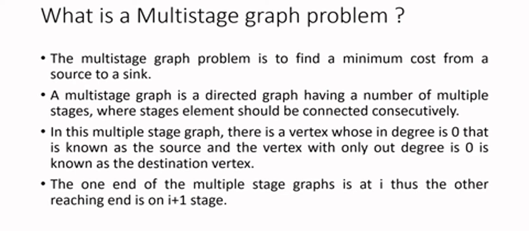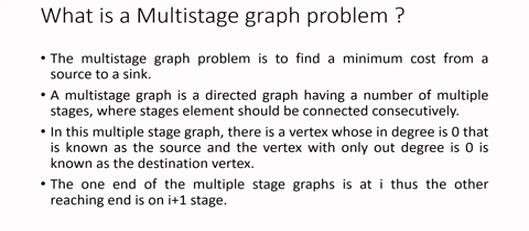Now, what is a multi-stage graph problem? A multi-stage graph problem is to find a minimum cost from a source to a sink. As we have already discussed, a source is a vertex in a multi-stage graph whose in-degree is exactly 0, whereas a sink is a vertex whose out-degree is exactly 0. So the problem is all about finding a minimum cost from source to sink, that is, from an originating vertex to a terminating vertex.